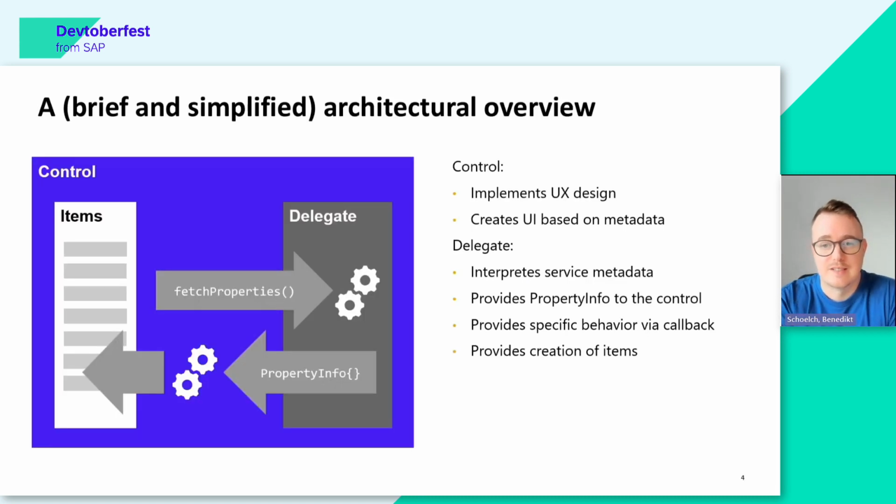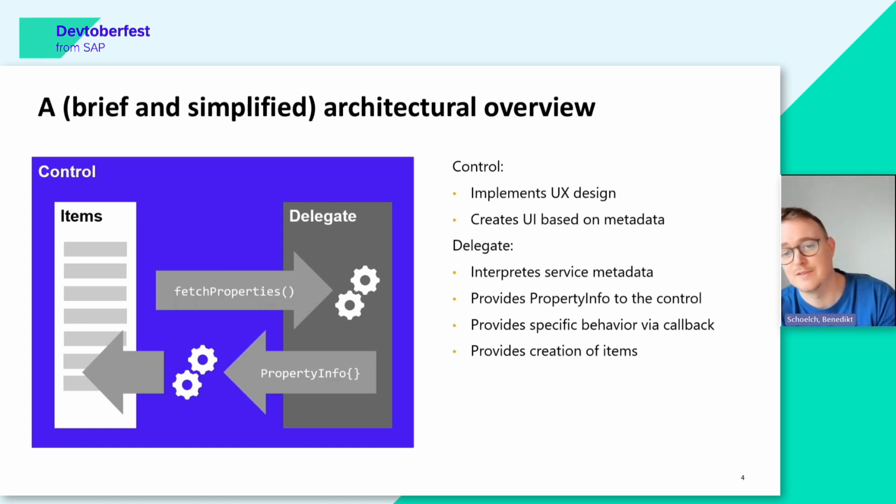To give you a brief and simplified architectural overview, because we don't have much more time in this session to do the deep dive, I want to show you this diagram. It shows the MDC control, which implements, as mentioned, the UX design and creates the UI based on the metadata you provide. And on the other hand, there's the delegate, the gray part. This is what you will have to provide, which is the interpretation of the service metadata encapsulated. And it provides this metadata in the form of property info to the control, as you can see.